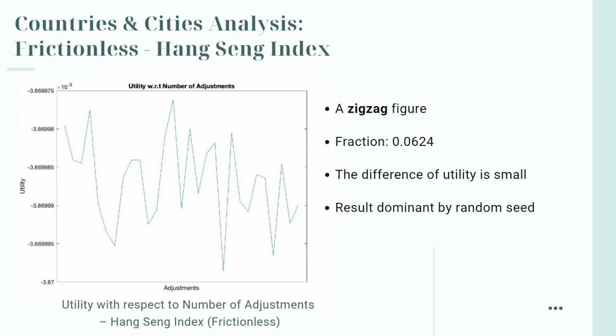As we observe the y-axis of the figure, the range of the utility is a small difference we could ignore. The results did not differ for different simulations. We conclude that since the fraction of the Hang Seng Index is too small, the investor invests a lot of wealth into the risk-free rate, and the utility does not differ a lot under our simulations. Therefore, the result is mainly dominated by the random seed.